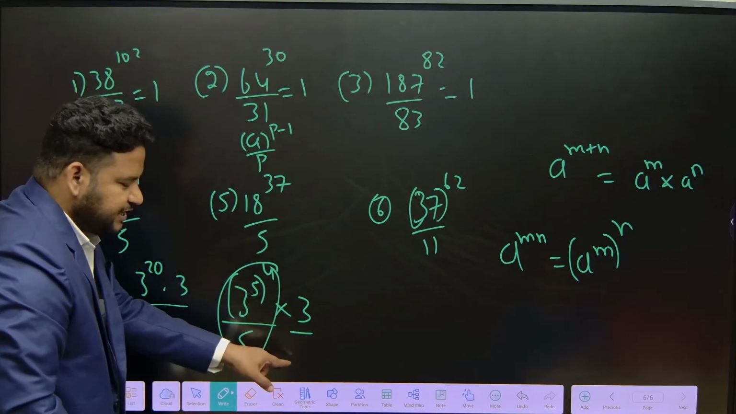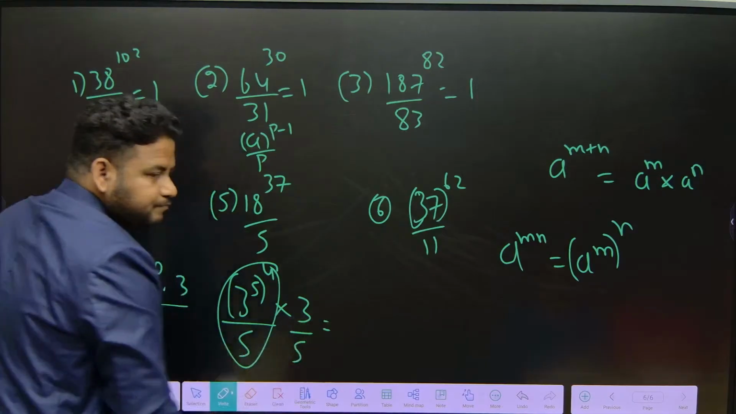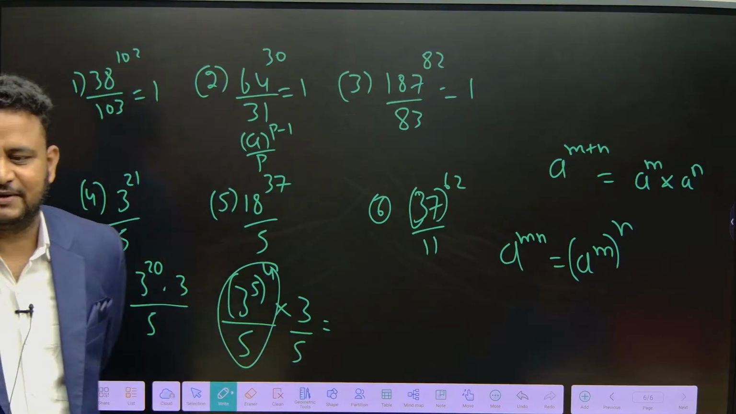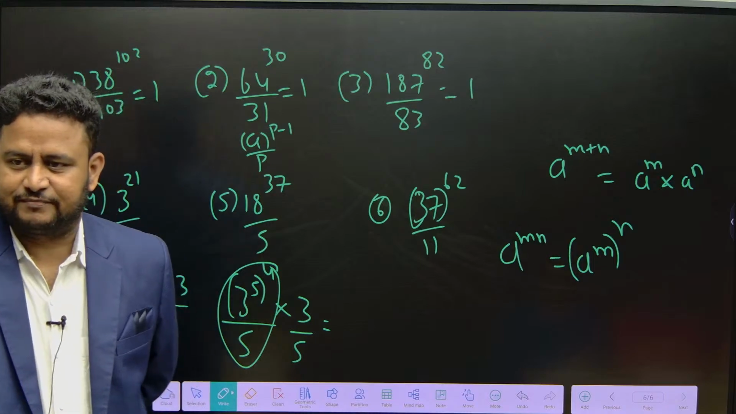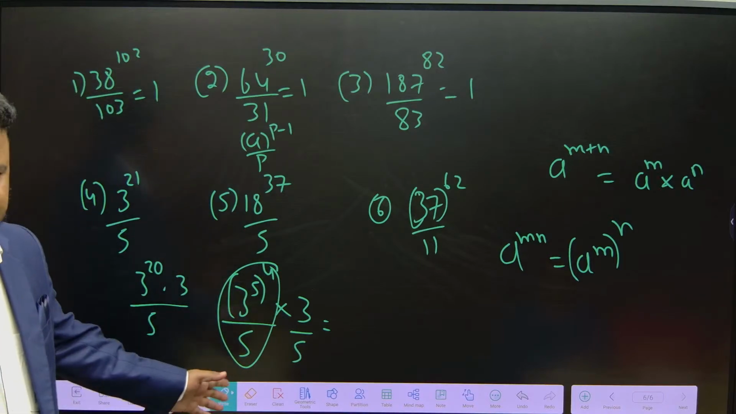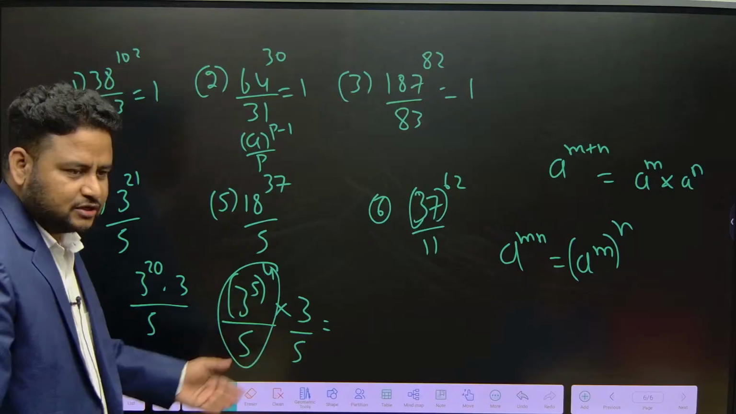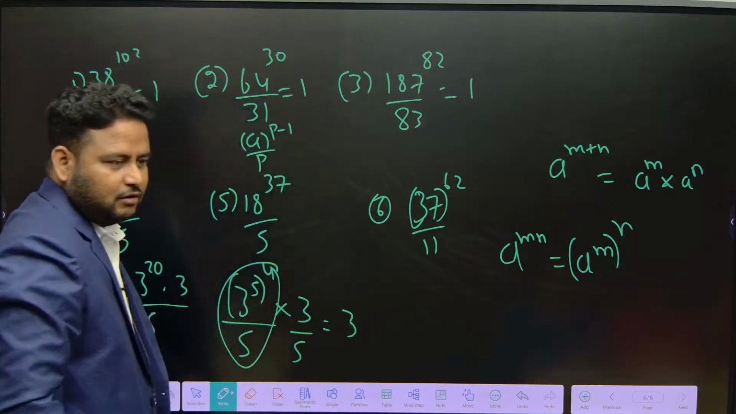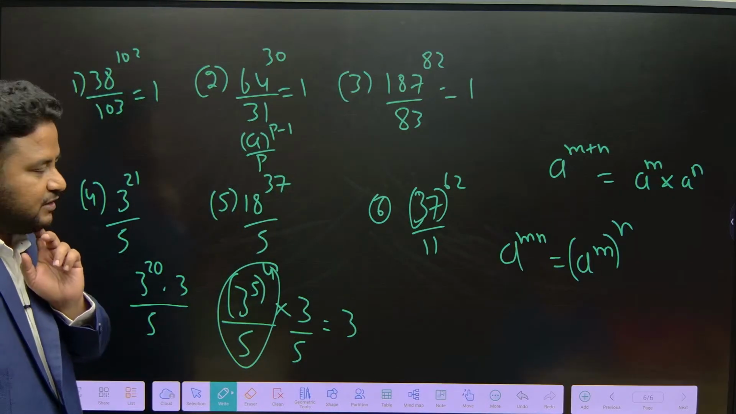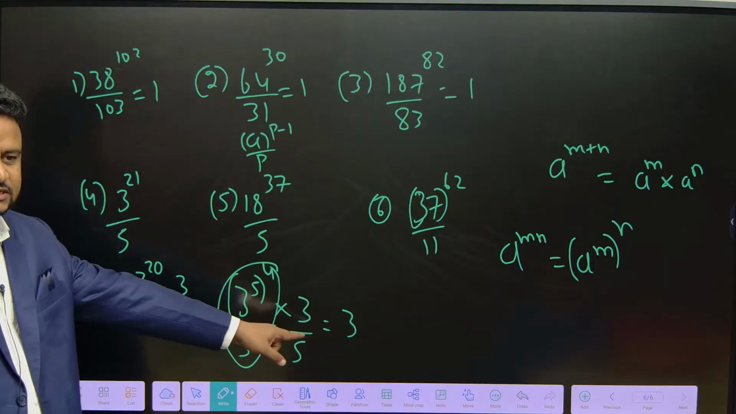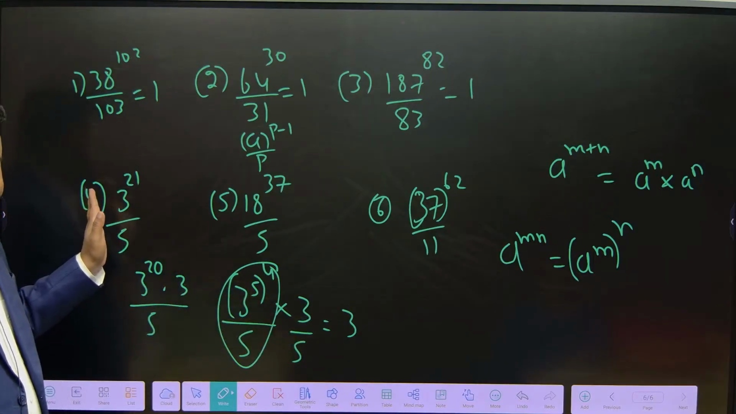So 3 divided by 5, what is the remainder? I told you, 3 itself, because it is less than the denominator. So the remainder is 3 itself. Understood? So the remainder for this is 3 by using Fermat's theorem. Understood? This question is very important.